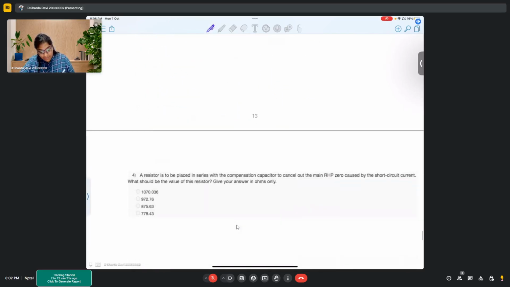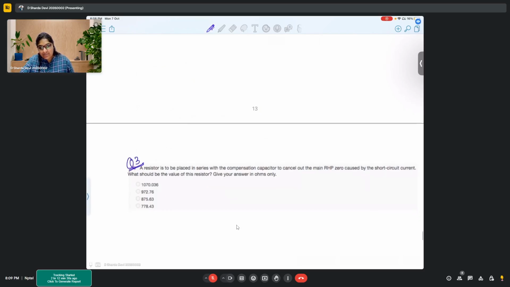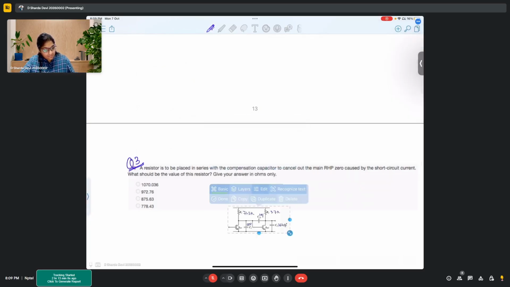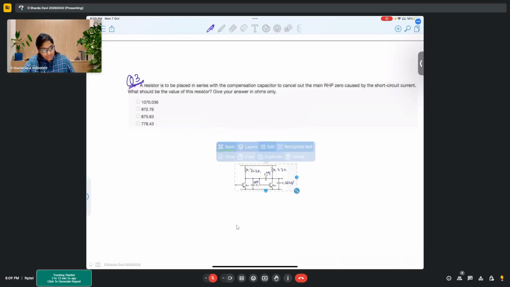Now, in a similar manner, if there is a resistor that has to be placed in series with the compensation capacitor to cancel out the right hand side zero caused by the short circuit current, what should be the value of this resistor? Give your answer in ohms.